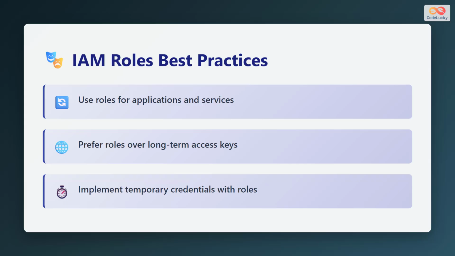Access keys are permanent credentials that can be exposed in code repositories or logs. Roles, on the other hand, issue temporary credentials that expire automatically. Implement temporary credentials with roles for cross-account access and federated users. This ensures that access is time-limited and reduces the risk of credential compromise.